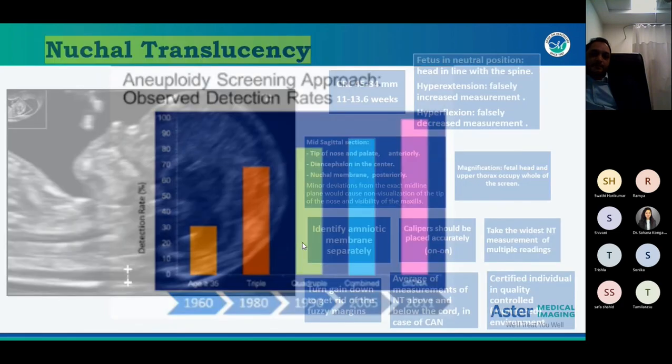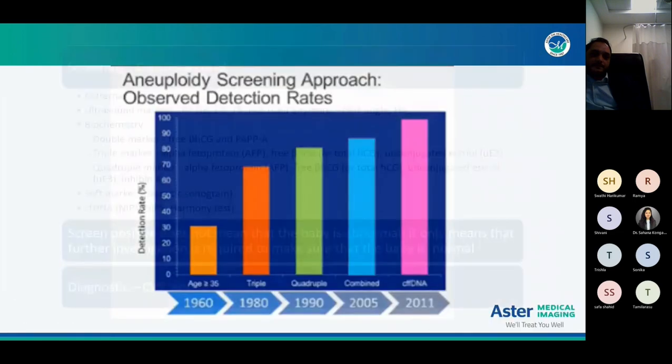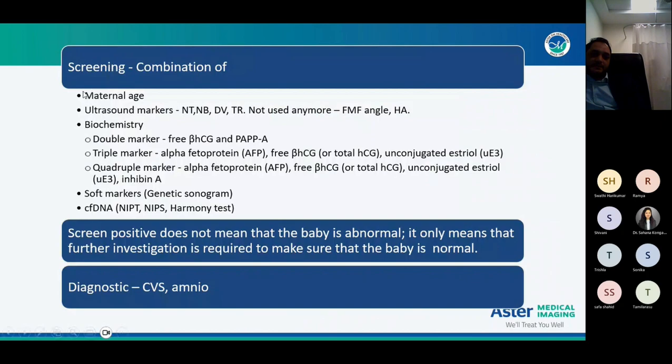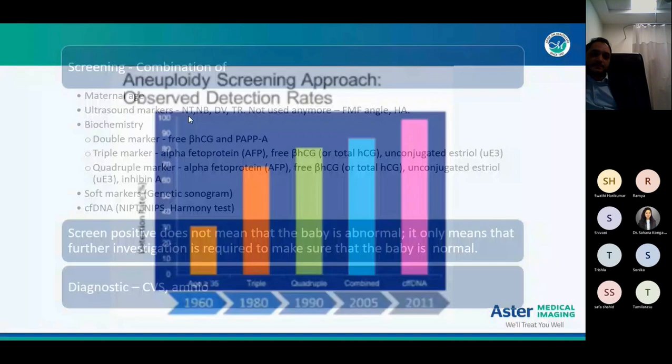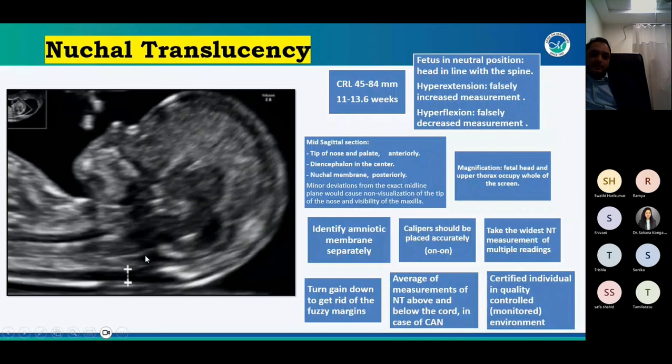Now coming to nuchal translucency. So we saw here that the first thing is the inherent risk of the mother, that is the age of the mother. And next we combine this with ultrasound markers, and the first and the most important among them is nuchal translucency. So what is nuchal translucency? On ultrasound, we see a black area which represents fluid on the back of the neck of the baby. This black area, this layer of fluid, is known as nuchal translucency.